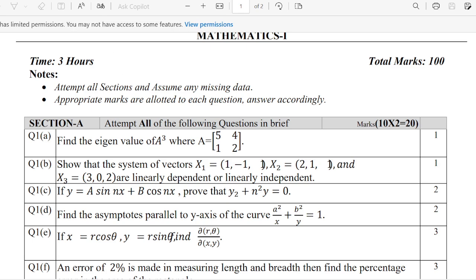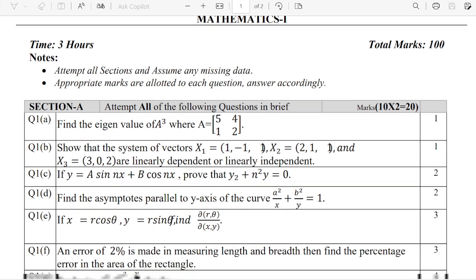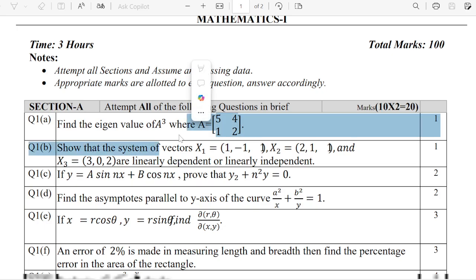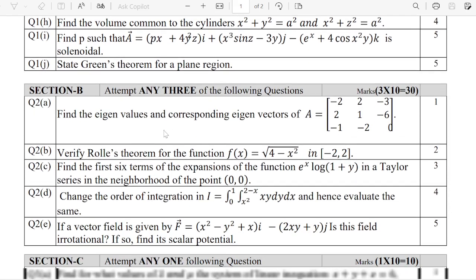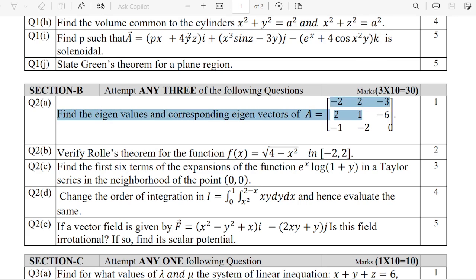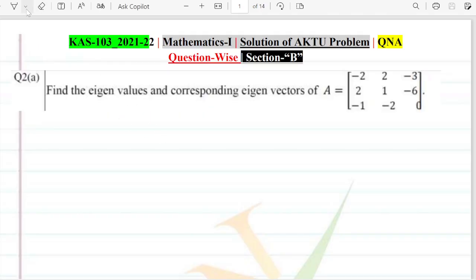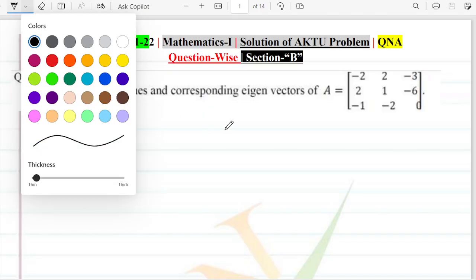क्वेश्चन पेपर कर रहे थे 2021 एंड 22 का। देखिए कैसे करते हैं इस क्वेश्चन पेपर में। सभी क्वेश्चन हमारे कंप्लीट हो चुके थे। अब हम पार्ट बी में चलना है, फाइंड द आइगन वैल्यू एंड आइगन वेक्टर फॉर दिस मैट्रिक्स, राइट। चलिए इस क्वेश्चन को सोल्व करते हैं। Solution.